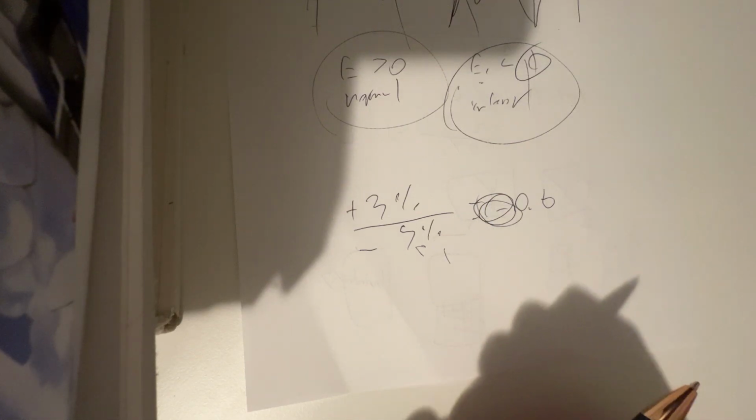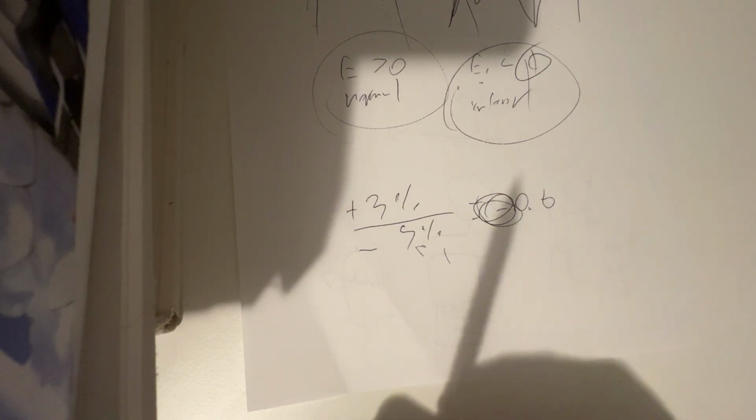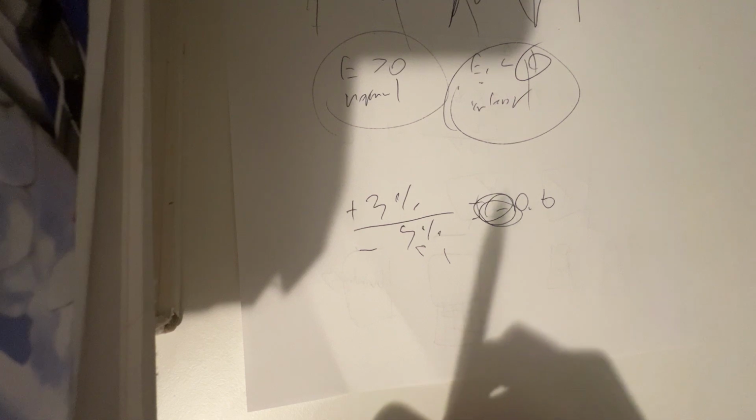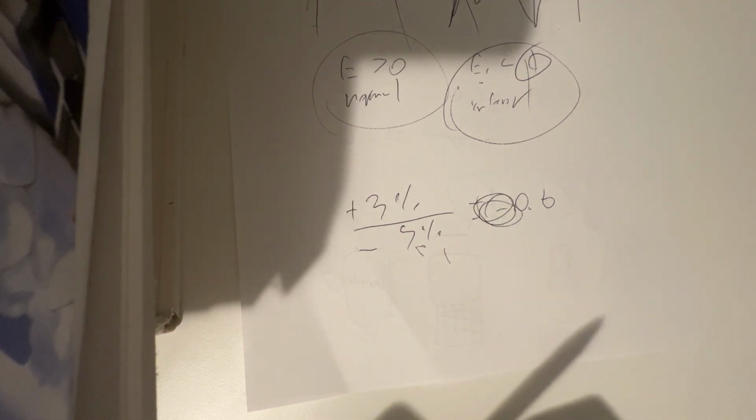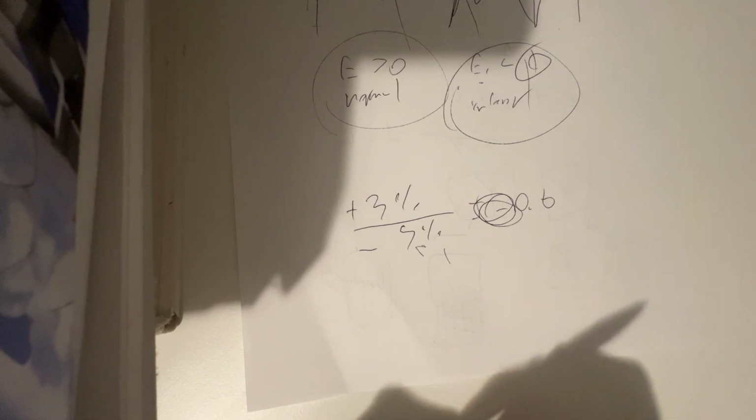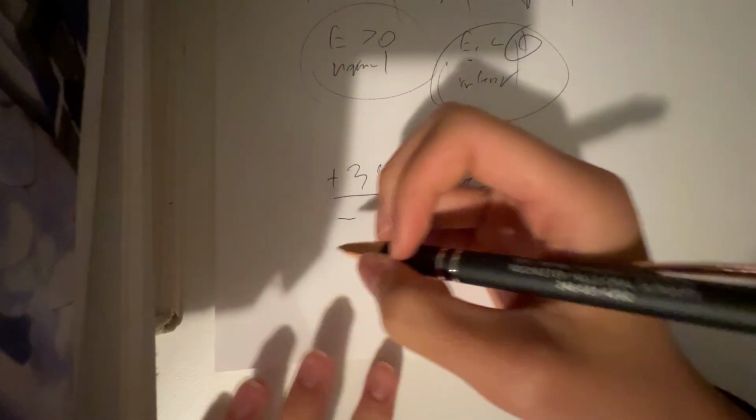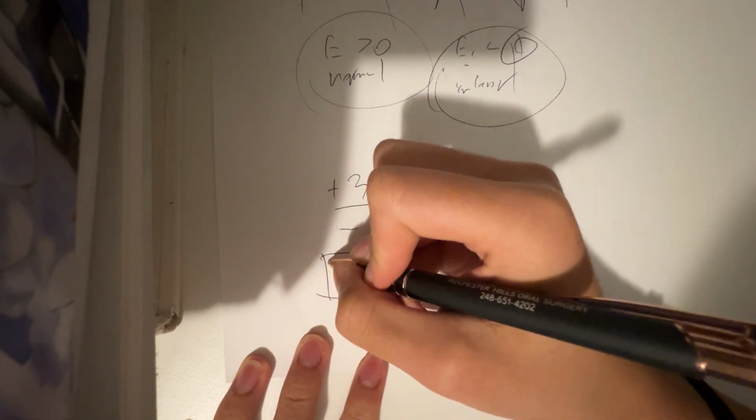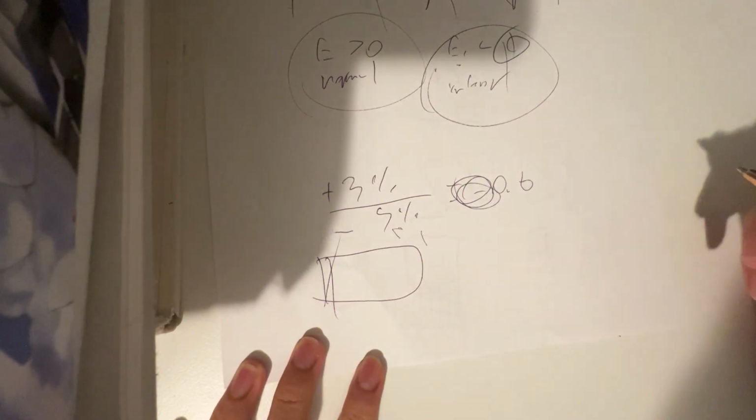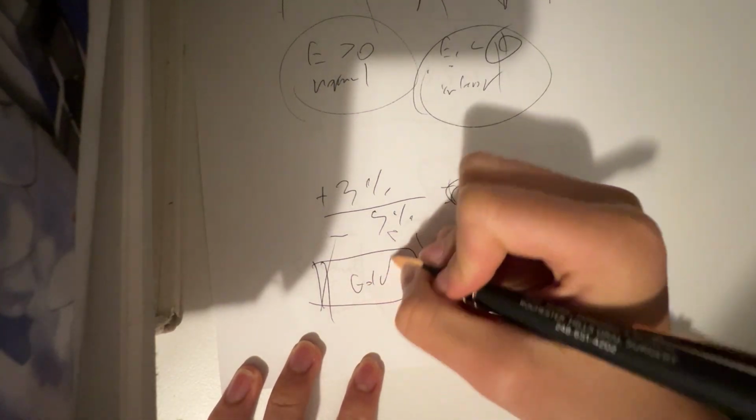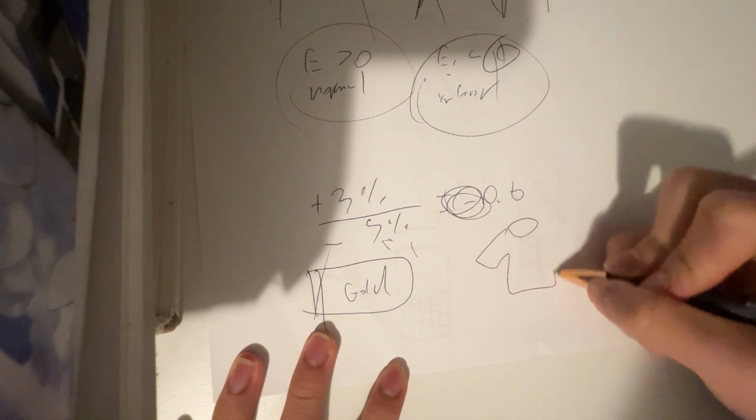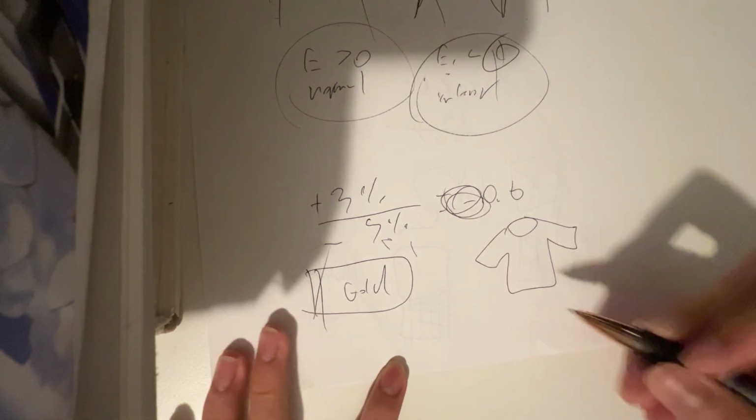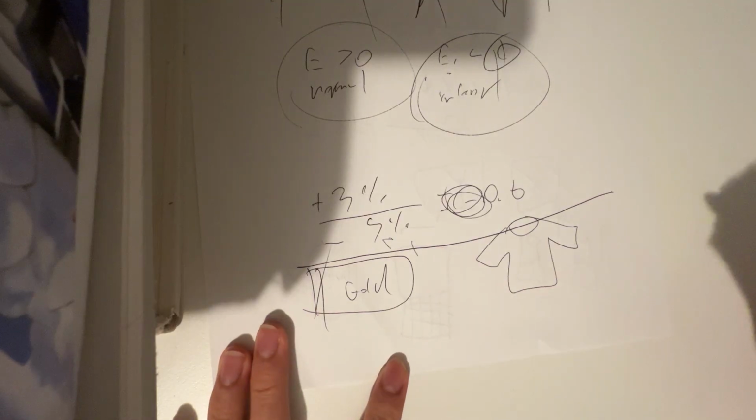And what is the elasticity of supply? Explain two different real life products that have different elasticities when it comes to supply. Let's say gold. Pretend this is a gold bar. I can't draw, I'm sorry. Gold. And this is a t-shirt. Gold and t-shirts.